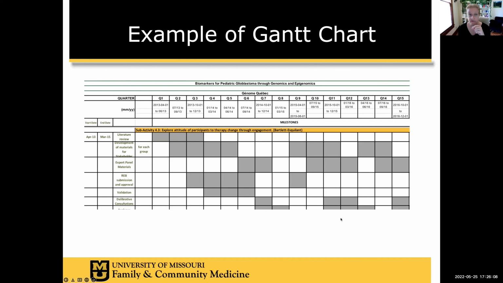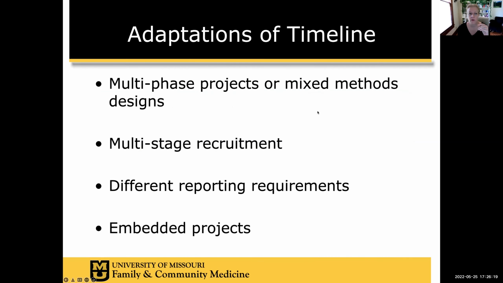Gantt charts are really useful for project management. And to be honest, when you're a researcher, you're a project manager. When you're the PI, you're the project manager of your project. So there are adaptations to your timeline when you have multi-phase projects or mixed methods designs. It's very good to have that clearly delineated.